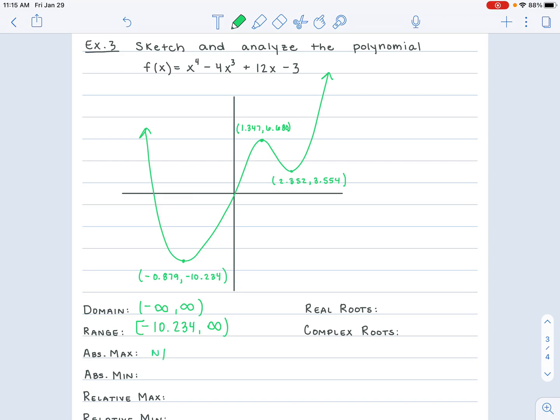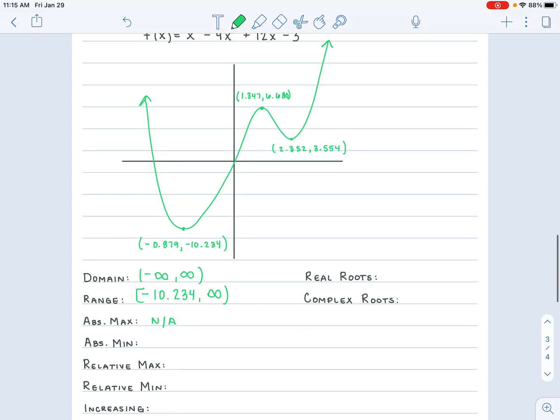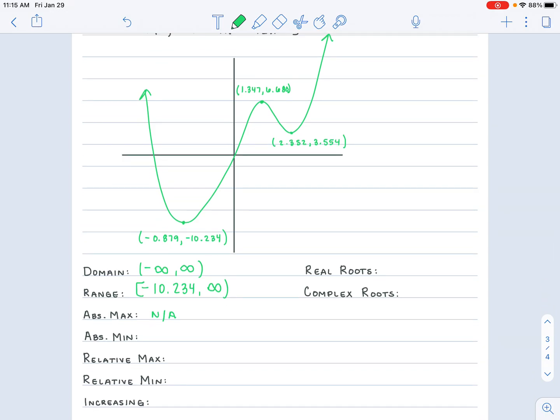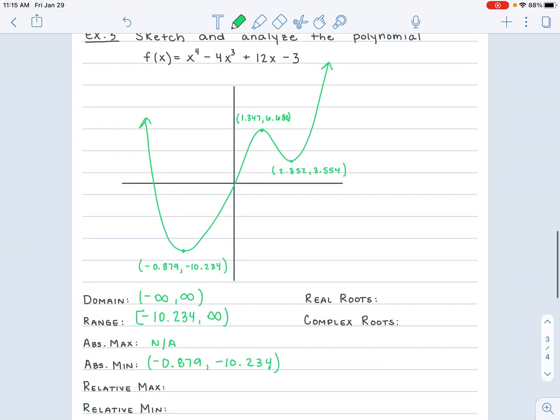All right, my absolute maximum. Do I have an absolute high point? No, because my arrows are pointing up. So I would say NA, there is no absolute maximum. Do I have an absolute minimum? Yeah, I have a lowest point possible. This is the very first point we found. So my absolute minimum would be negative 0.879, comma, negative 10.234.